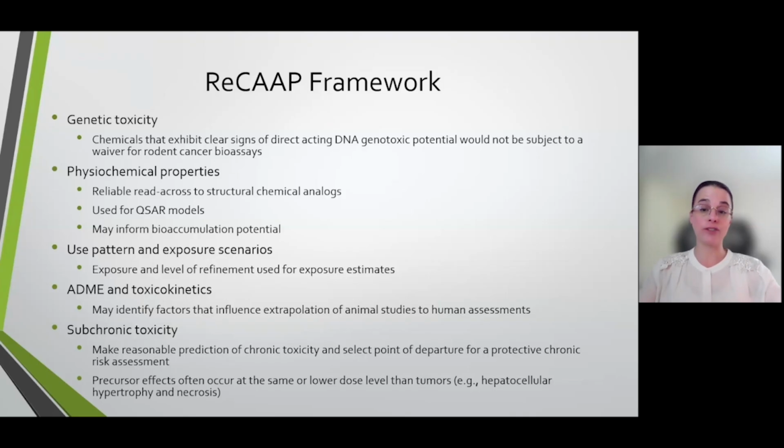Precursor events often occur at the same or a lower dose level than where tumors are forming. An example of this is seeing hepatocellular hypertrophy or necrosis prior to or in tandem with the formation of liver tumors. So understanding and characterizing that is really important. And it helps us to make a reasonable prediction of chronic toxicity and then to select a point of departure that's going to be protective for your chronic risk assessment.